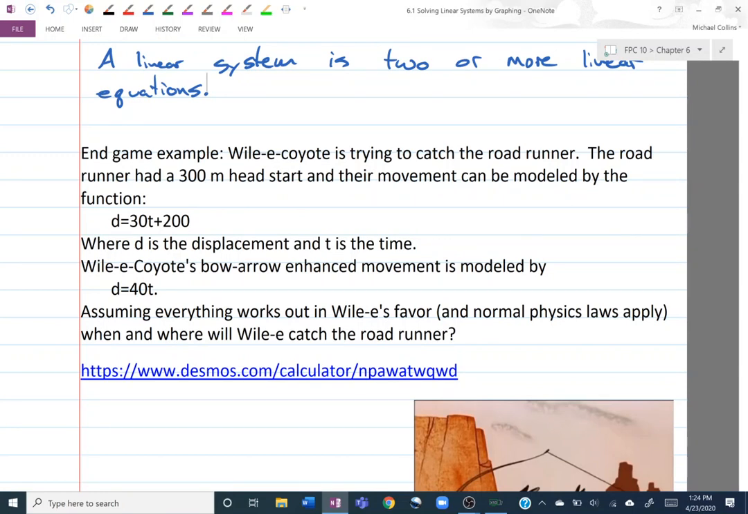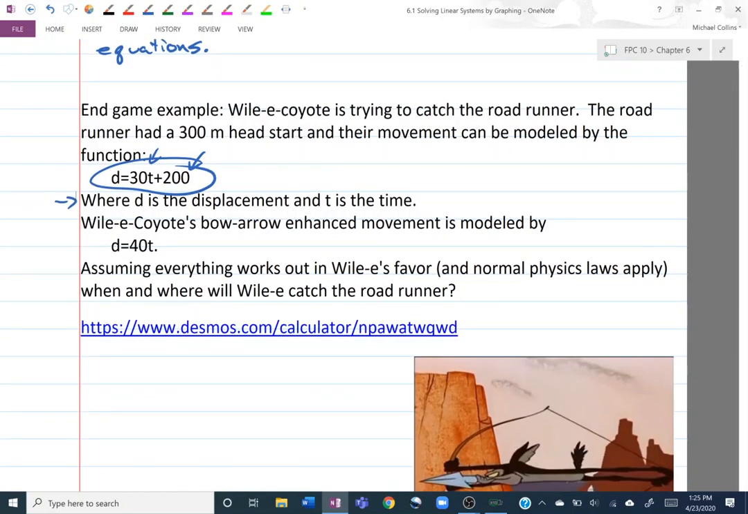Wile E. Coyote is trying to catch the Roadrunner. The Roadrunner has a 300-meter head start, and their movement can be modeled by the function d is equal to 30t plus 200. Don't worry too much about the numbers, but there's one equation that's linear. We can see that it's got a slope of 30 and a y-intercept of 200. And here is our little let statement. d is the displacement and t is time.